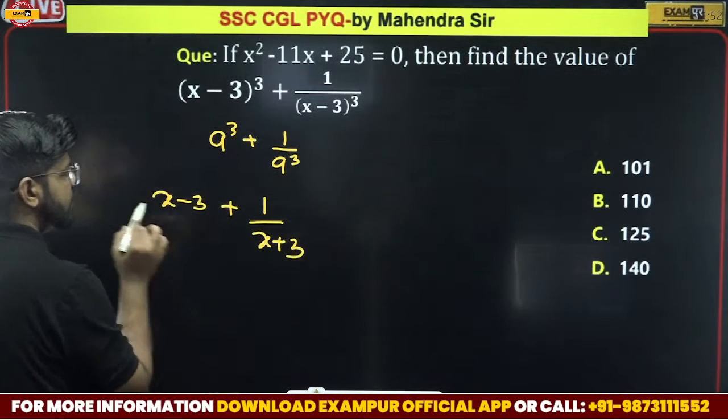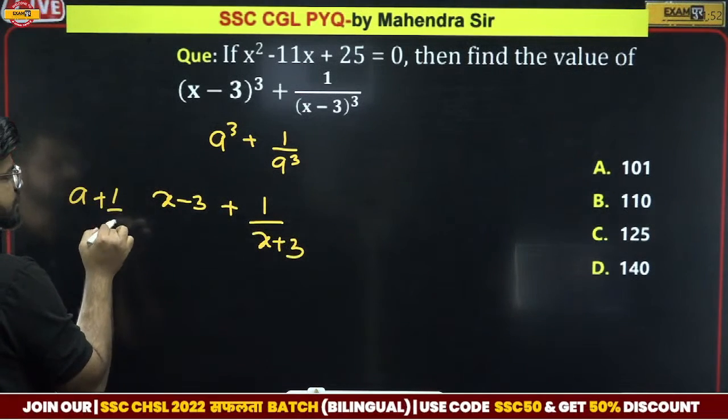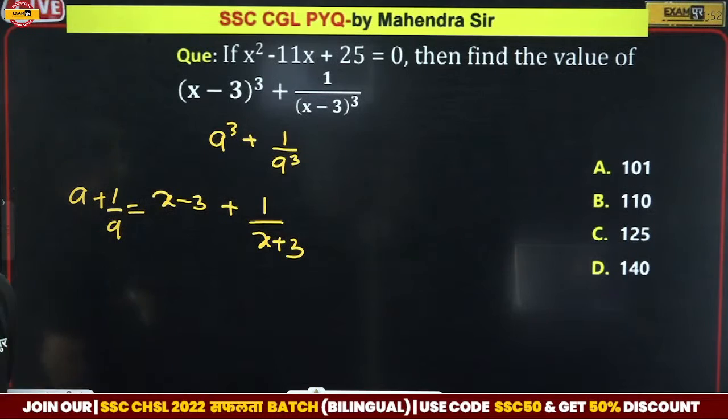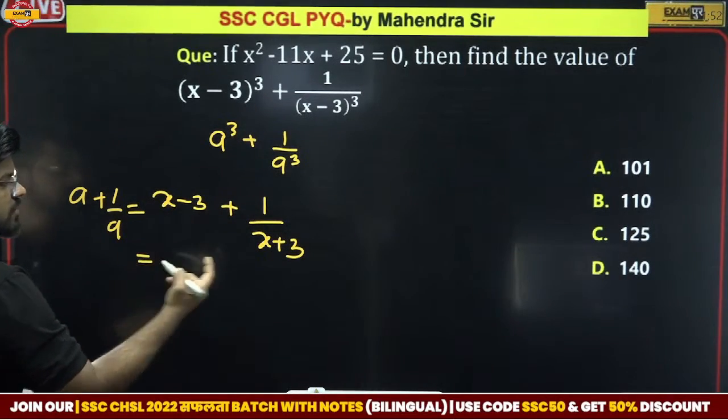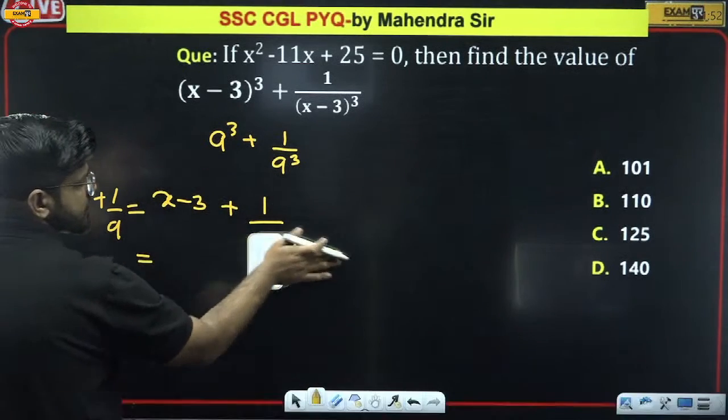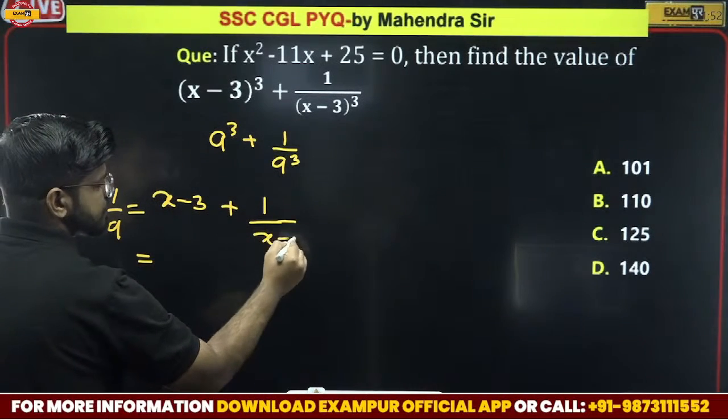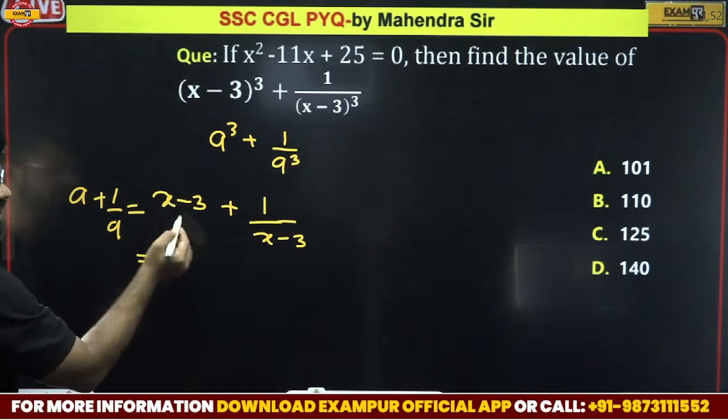If we can calculate, this is nothing but a plus 1 upon a, right? So to calculate this, just square this. Here x minus 3 is there. Multiply this to this, take the LCM.